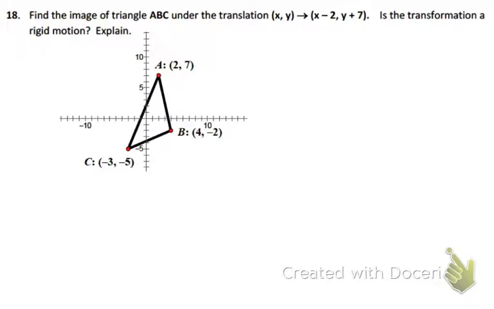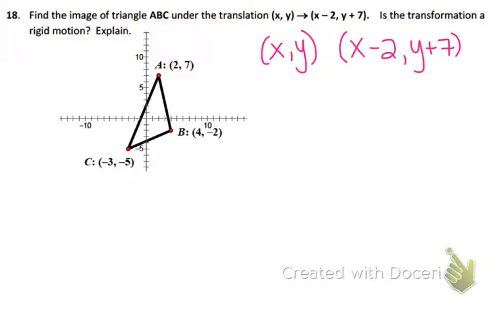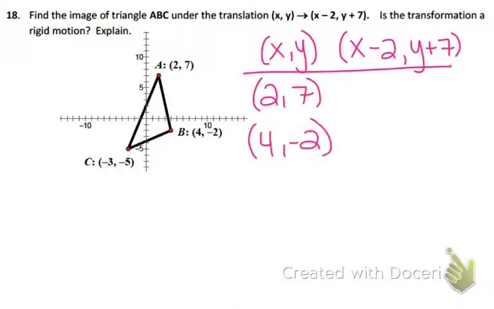Alright, so now I'm taking this triangle ABC and I'm moving it under the translation (x minus 2, y plus 7). So to be able to do that, I'm starting with (x, y), and then it's changing to (x minus 2, y plus 7). So my (x, y) for A is (2, 7). My (x, y) for B is (4, -2). My (x, y) for C is (-3, -5).